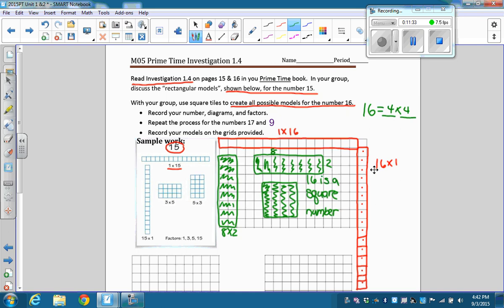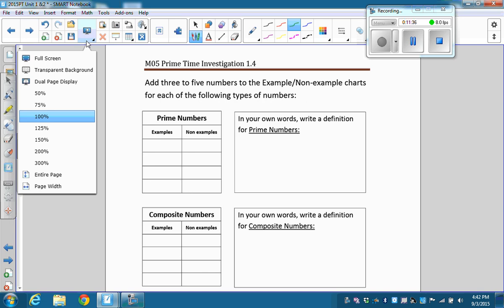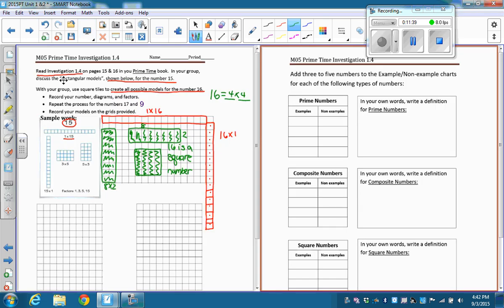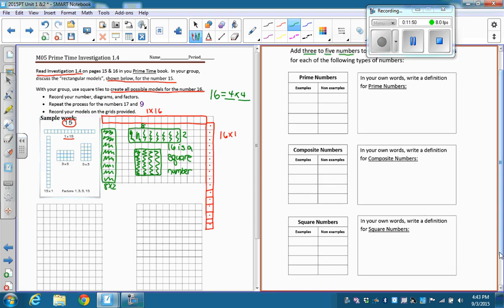So on the other side of that worksheet, it looks like a lot of things, but you actually just have to add 3 to 5 numbers to the examples or non-example charts. That's what I think you guys can do without me. And then everybody at home can just do this part themselves, because we put it in our comp book already. Okay, so I'm going to do this one. I think 16 is a square number because it makes a square, so that's my example. But when I looked at 15, it didn't make a square. There's no square here. So that's not a square number.